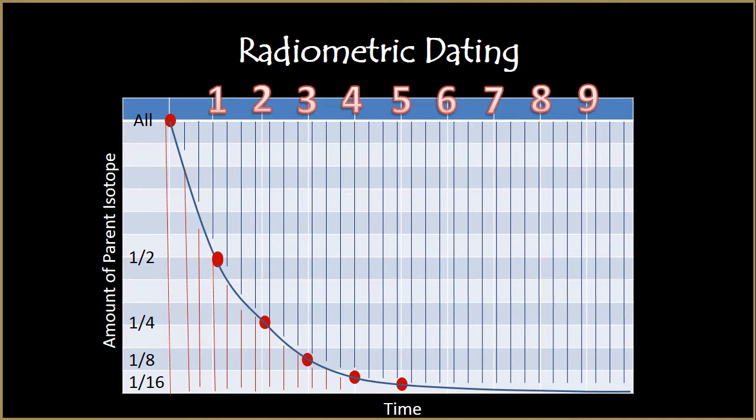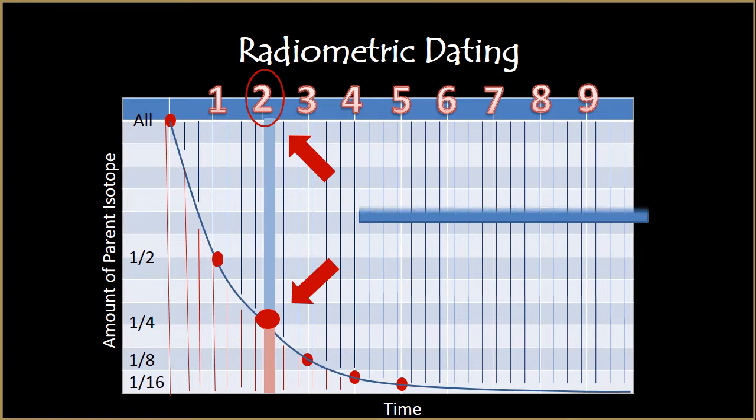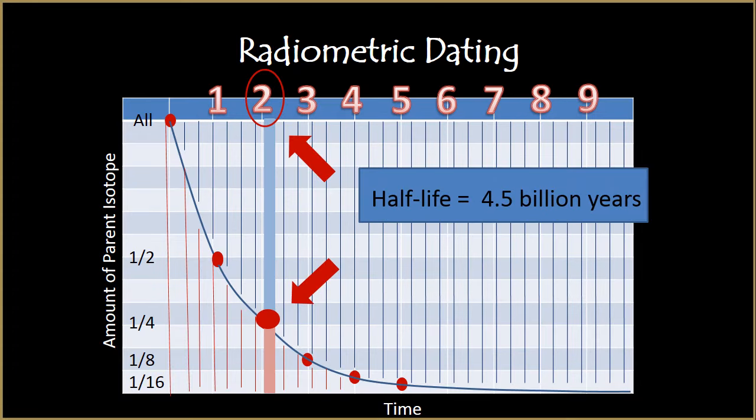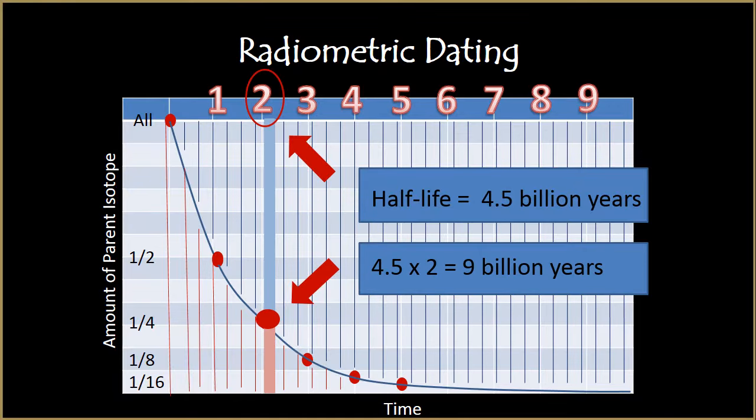Now let's say that only 1/4 of the sample is parent product, like uranium-238 again, and 3/4 of the sample is its daughter product, lead-206. As we slide the bars to the right, watch to see when the place where the two bars meet lines up with one of the red dots. Because it lines up with one of the red dots here, that indicates that 2 half-lives have passed. Since the half-life of uranium-238 is 4.5 billion years, twice that would be 9 billion years.